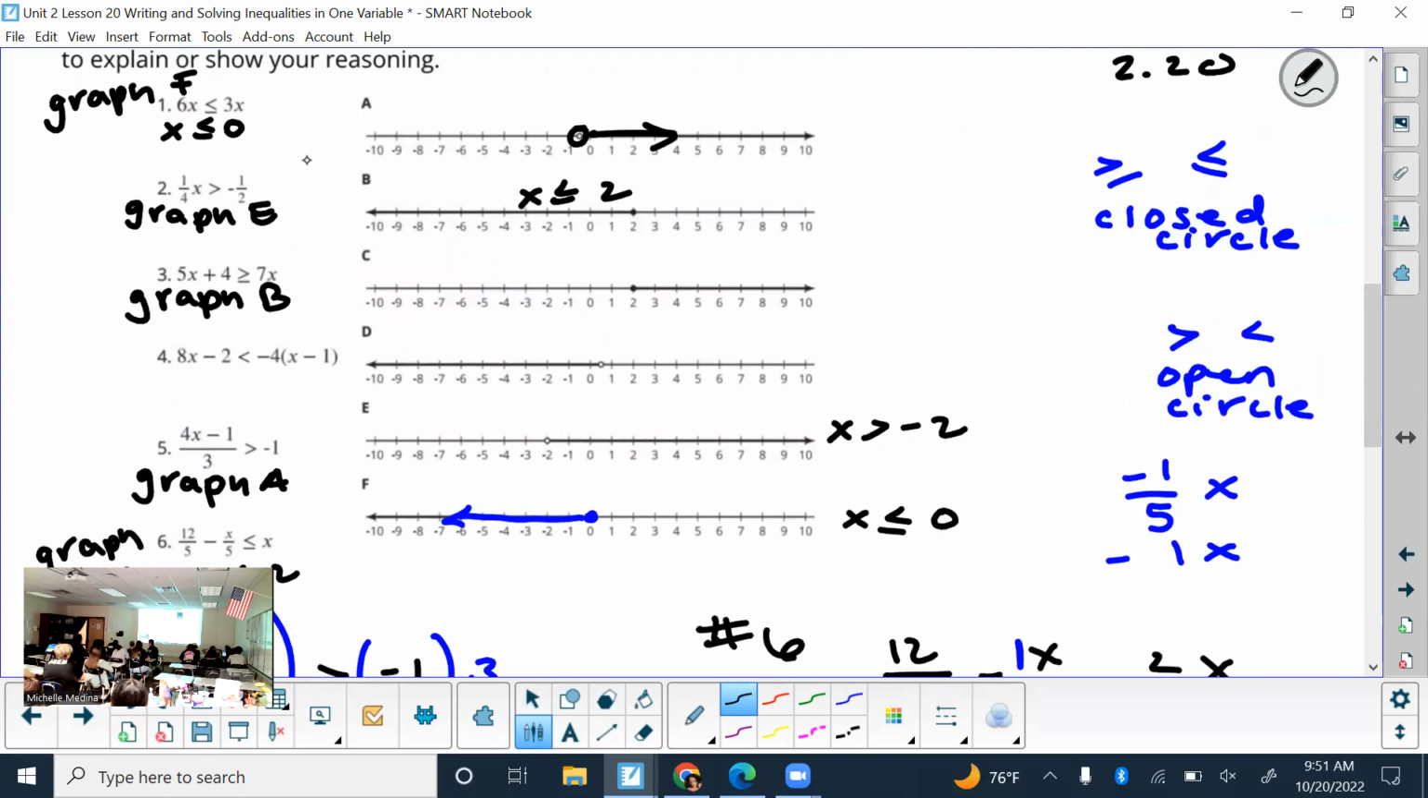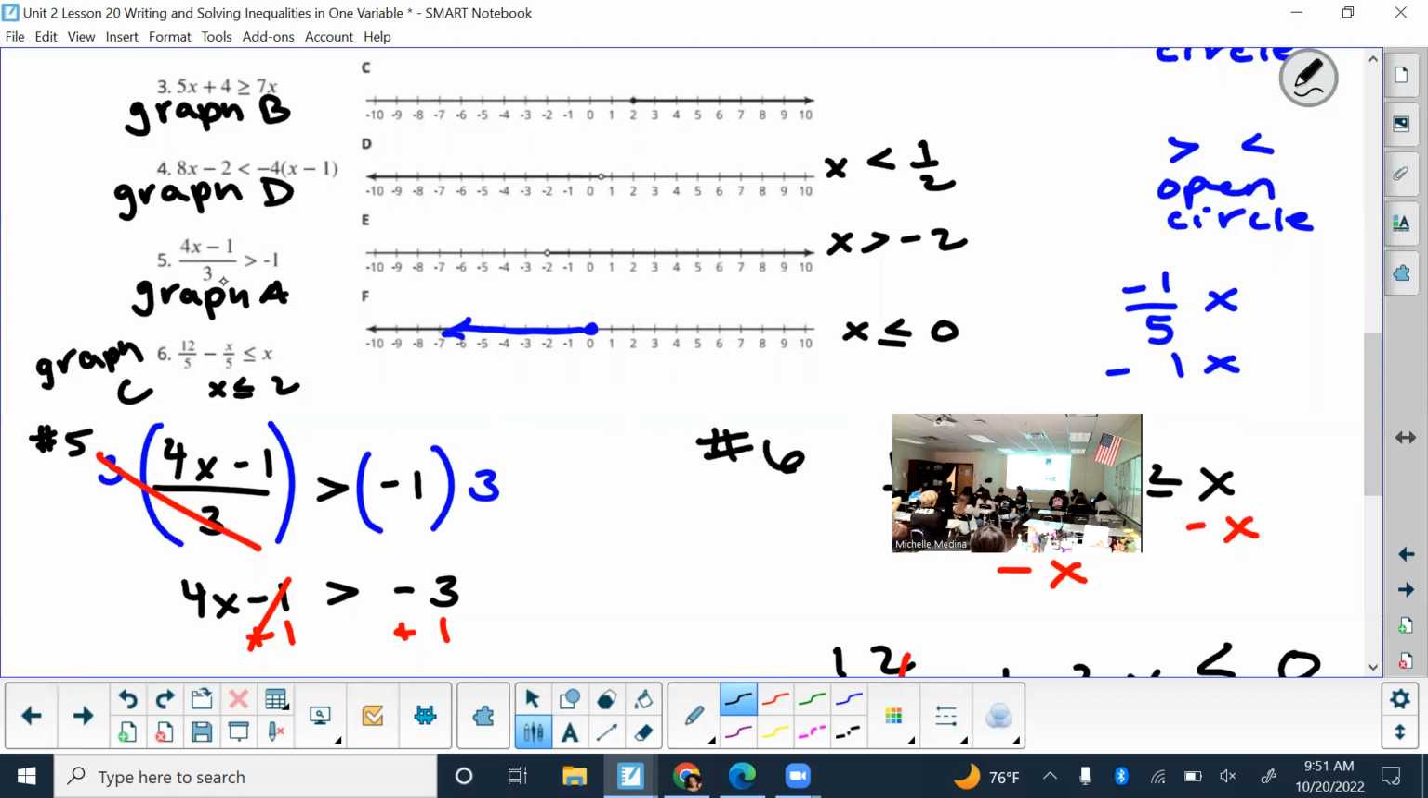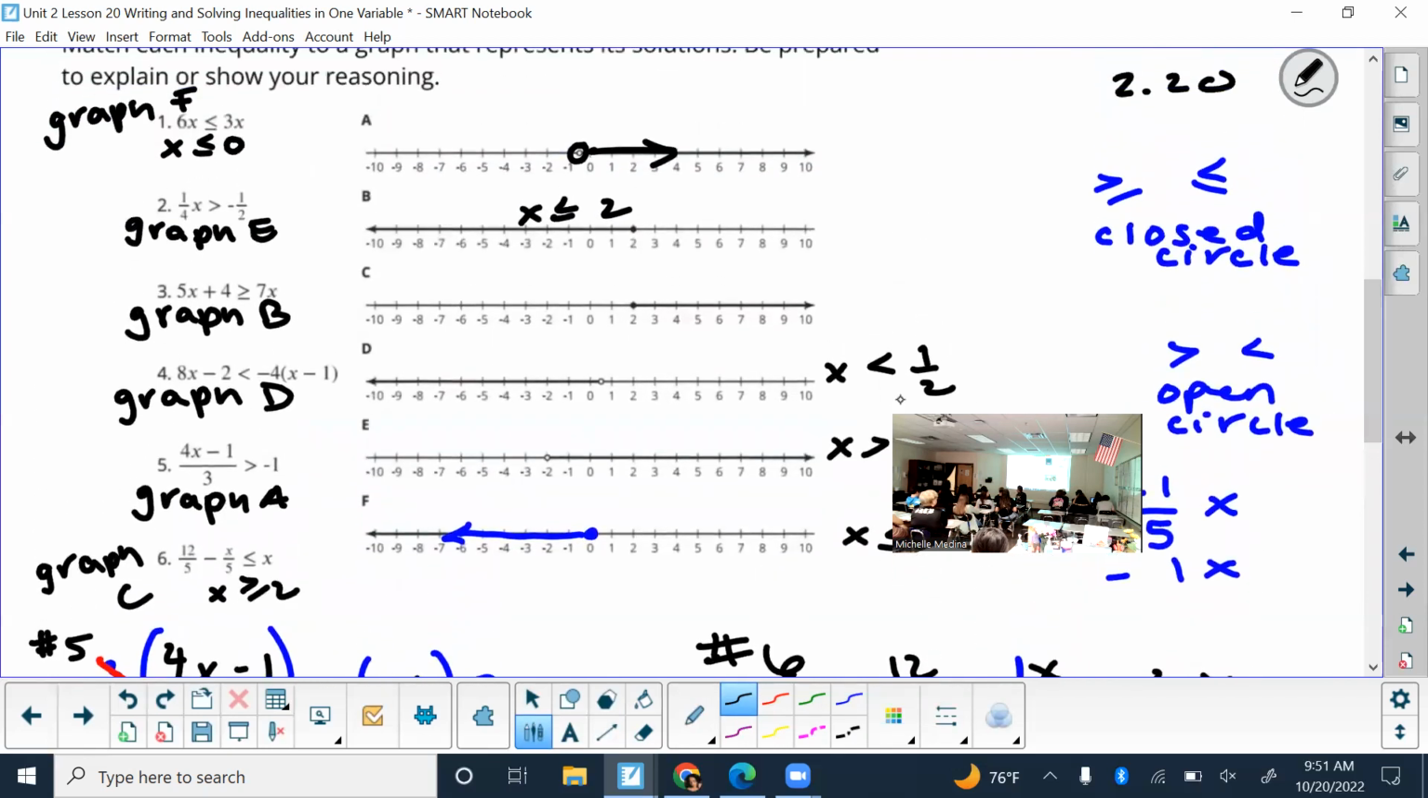So then 1 was F, 2 was E, 3 was B, 4 is D. Graph D was x less than 1/2. 5 we said is A, 6 is C, which it should be x greater than or equal to 2. All right, questions, comments, concerns?